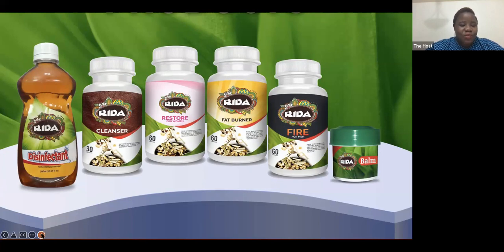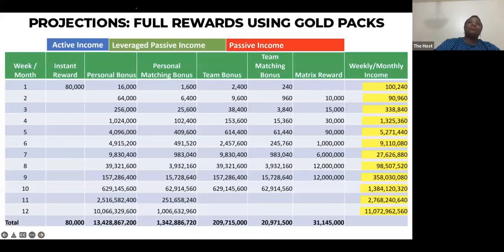As we wrap up, what is the business side? How can I make money from this? How can I make active income? How can I make passive income from this business? How can I build in such a way that I can enjoy passive income?